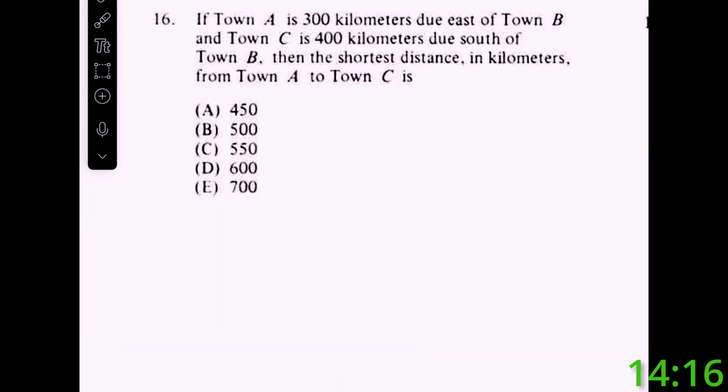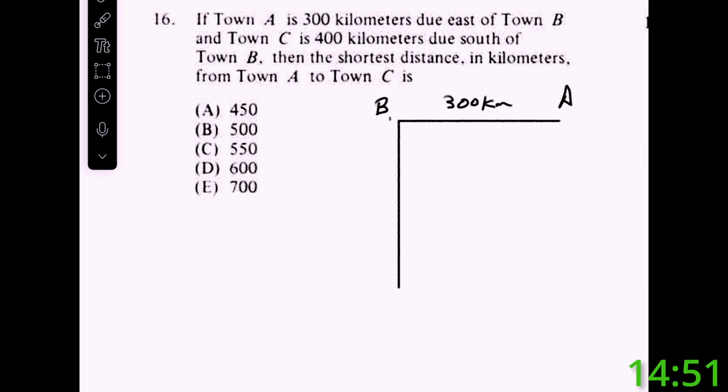So number 16, if town A is 300 kilometers due east of town B, and town C is 400 kilometers due south of town B, oh, I gotta draw a picture. Town A is 300 kilometers due east of town B. So here's B, and if I go 300 kilometers this way, that gets me to town A, 300. And town C is 400 due south of town B. All right, so my math experience is giving me the tinglies here. What is the shortest distance from town A to town C?